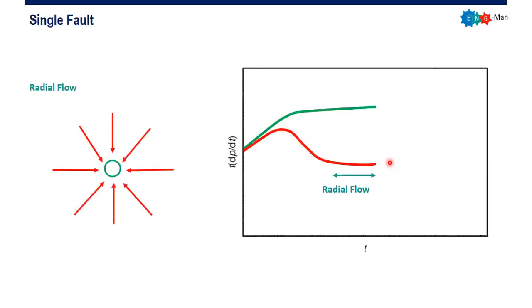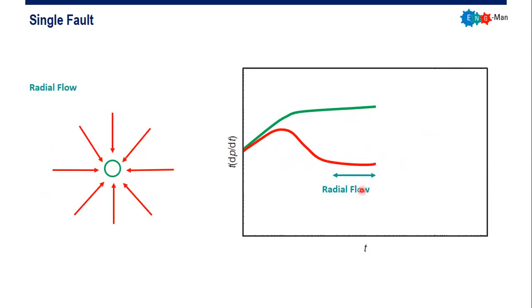Here we have a well producing under radial flow regime. If we have radial flow regime, we will have a log-log plot looking like this. The green line is the pressure line, and the red line is the pressure derivative line. This horizontal section shows the radial flow.